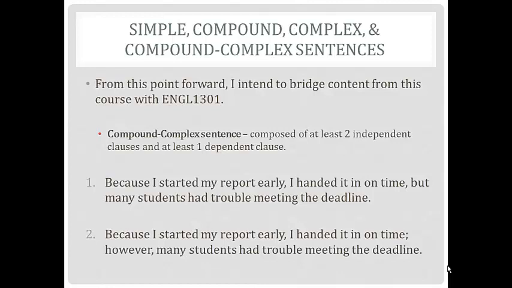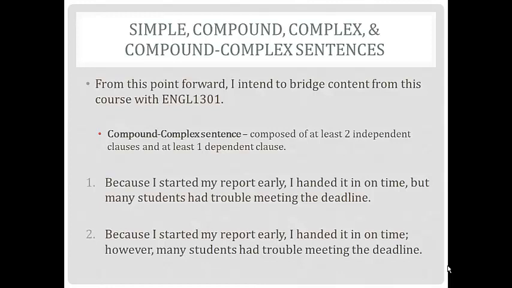Because I started my report early, I handed it in on time, but many students had trouble meeting the deadline. So again, we see this word because, which is a subordinating conjunction, and it goes all the way until the word early, and it's cut off with a comma. So that should tell you, remember, that it's a dependent clause, so we've met one of the requirements of a compound complex sentence. Then it goes on to say, I handed it in on time, but many students had trouble meeting the deadline. Now when you use a fanboys word with a comma, remember you're separating two independent thoughts. So that meets the other requirement of a compound complex sentence. So this is a good example.